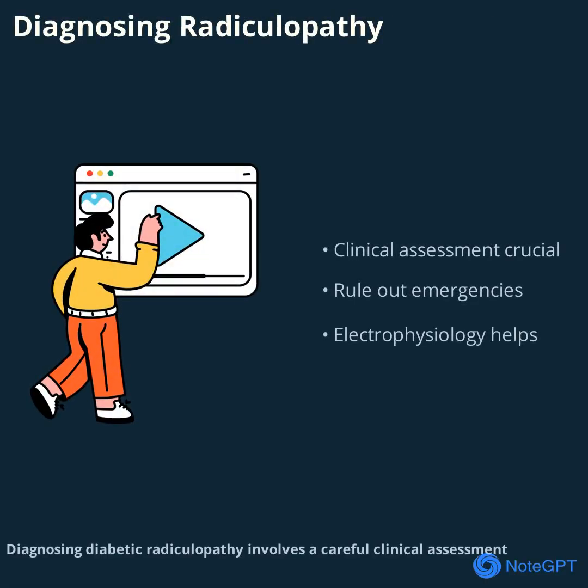Diagnosing diabetic radiculopathy involves a careful clinical assessment. The pain's distribution, lack of midline crossing, and associated sensory changes are key clues. However, because these symptoms can mimic serious conditions like heart attacks or abdominal emergencies, additional tests may be needed to rule out other causes. Electrophysiological studies can confirm nerve involvement. Once diagnosed, patients can be reassured about the generally good prognosis.